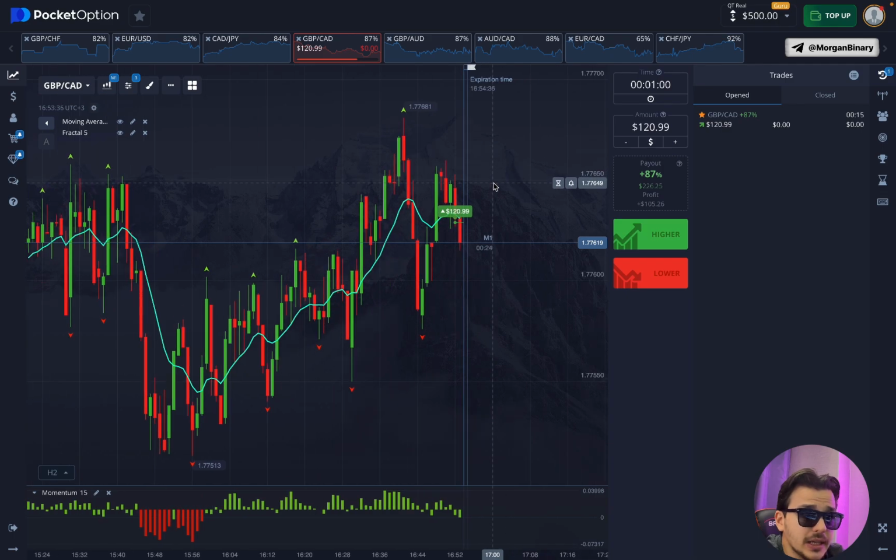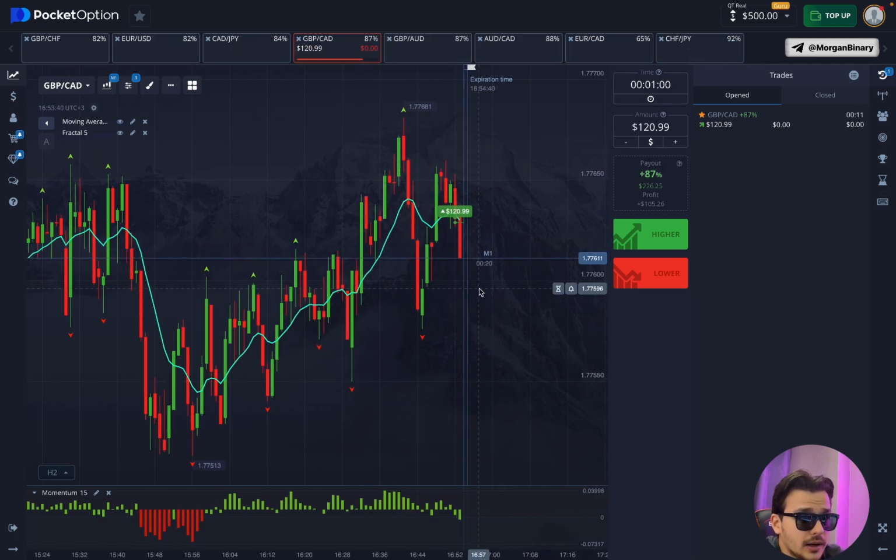But there may be no exit here. The pullback continued, and I didn't enter the trade at the right time. Still, the trade closes in a loss.